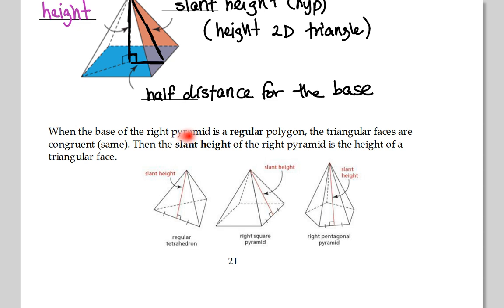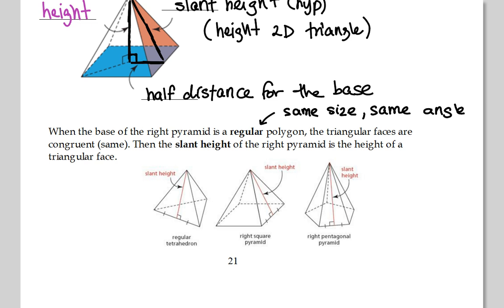When the base of the pyramid is a regular polygon, the triangular faces are congruent. That's all these examples. A regular polygon, what does it mean to be regular in geometry? Same size, same angle. So like a square, you know how a square has the same side lengths everywhere? And it also has 90 degrees in each corner? That's a regular polygon. Okay?